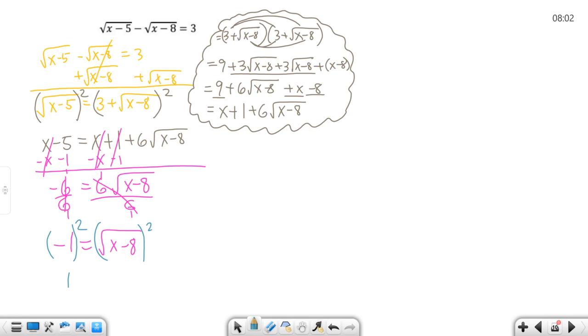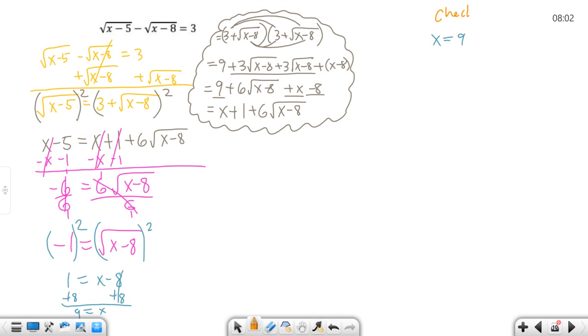So then negative 1 squared is 1 equals x minus 8. And then I'm going to add 8 to both sides. And I get 9 equals x. I get only one answer to check here, x equals 9, because some of my x's canceled out.